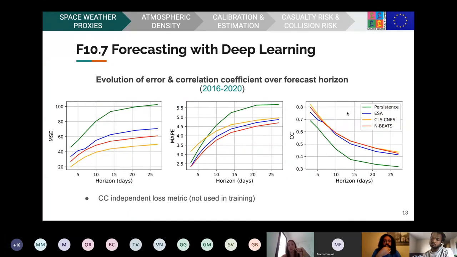And here you can see the evolution of error and of correlation coefficients between the predicted and actual values over different forecast horizons, which are the metrics that we'll use to evaluate the relative performance of the model.